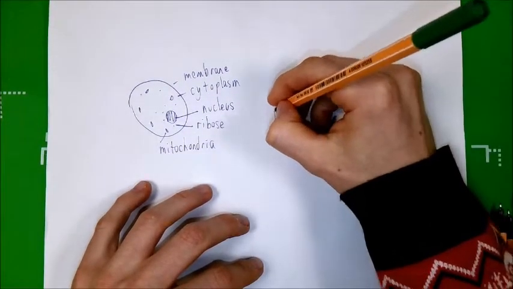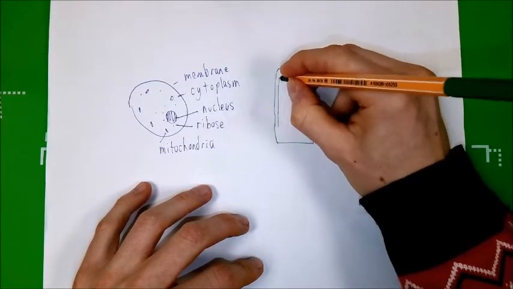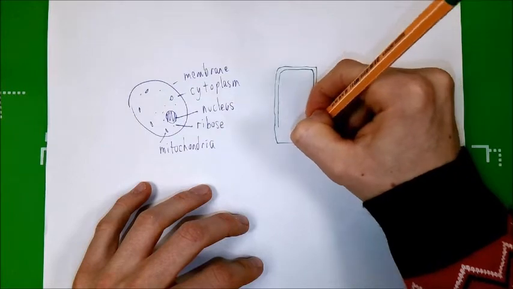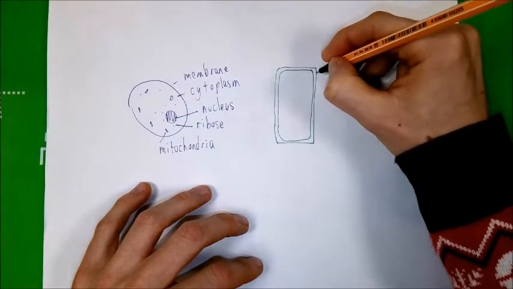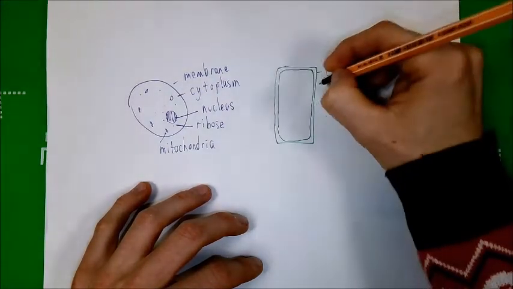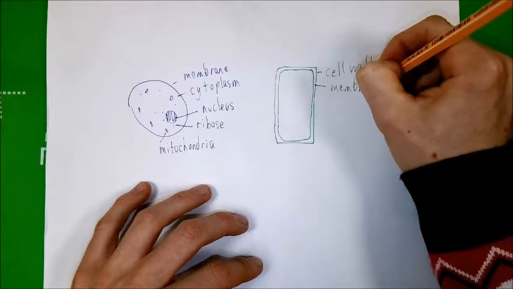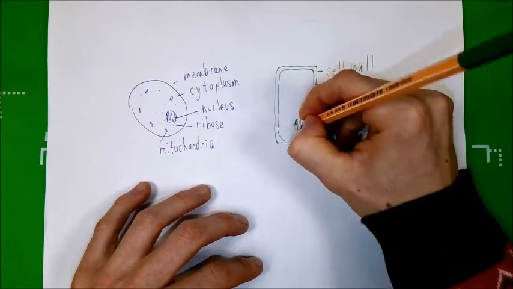For your plant cell, this is another example of a eukaryote, but this time they've got a cell wall outside of the cell membrane. The cell wall is made of cellulose, and it gives it additional strength so that it doesn't break when you've got water moving in or out and osmotic pressure. Inside of that, you've got lots of the same organelles as in the animal cell.